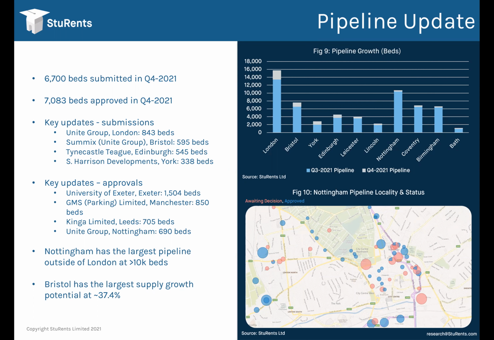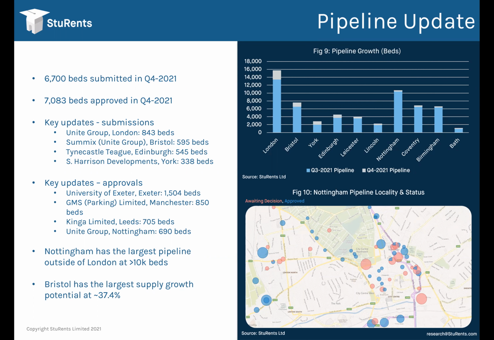In terms of Nottingham, it now has the largest pipeline outside of London. So it has over 10,000 beds in the pipeline. And we can see from figure 10, you can quite clearly see the number of applications there. So that shows both the locality as well as the current status of applications and also the relative size. And quite clearly, you can see there are a significant number of developments in the pipeline. Obviously, a lot of those are focused around the city centre, which is where Nottingham Trent campus is located.